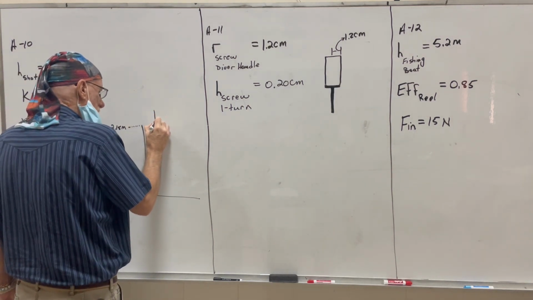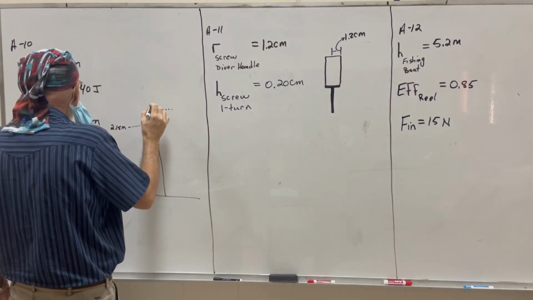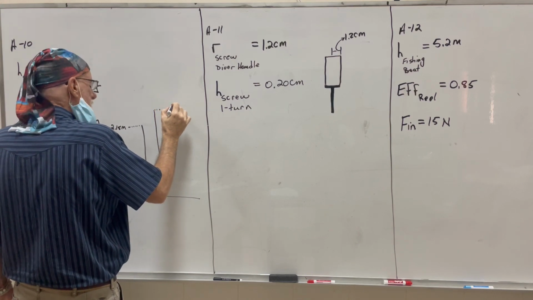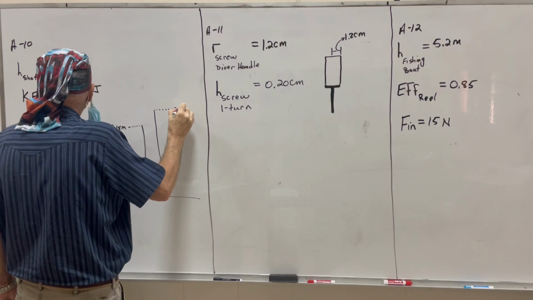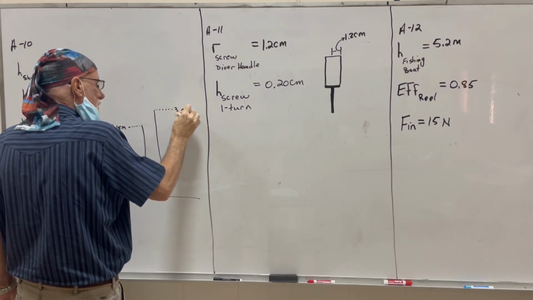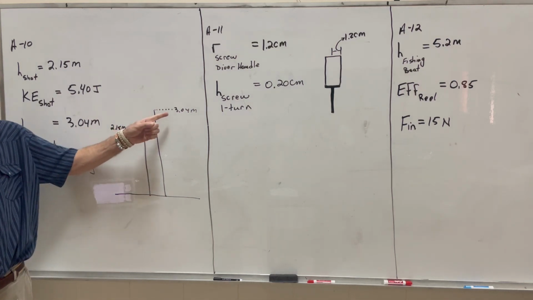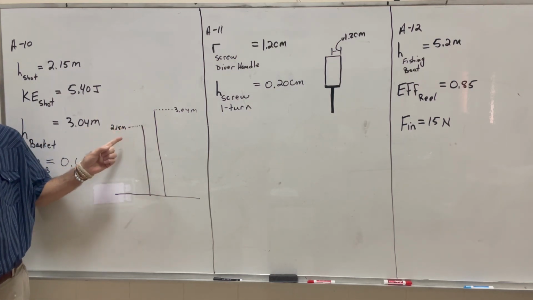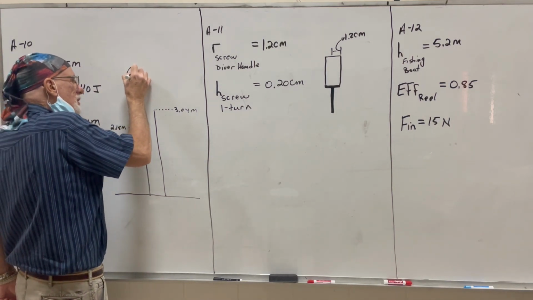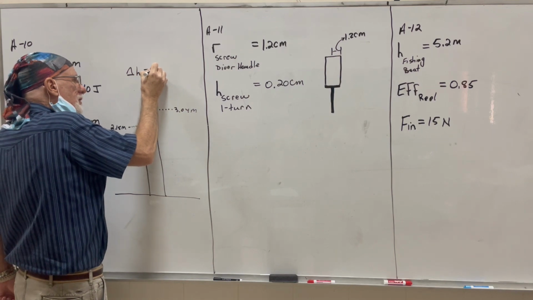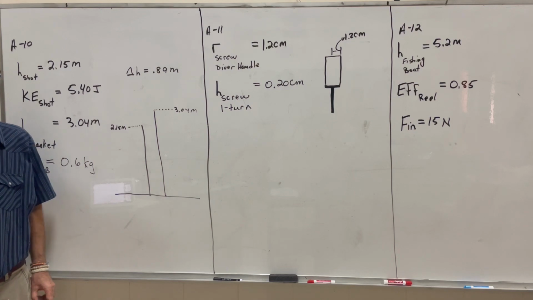Does the ball have enough energy to make it to 3.04 meters? Okay, so what's the difference here? What is 3.04 minus 2.15? What's that delta H? 0.89. 0.89 meters. Okay?